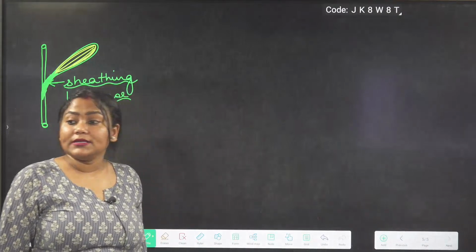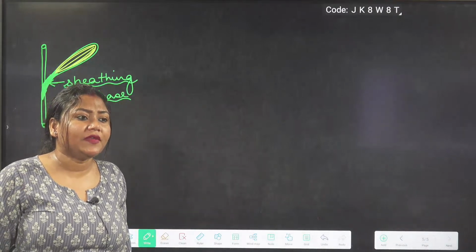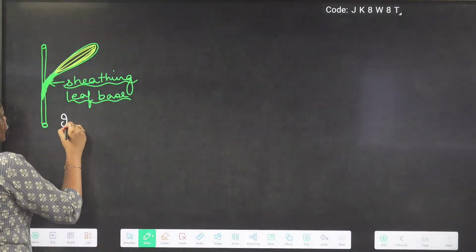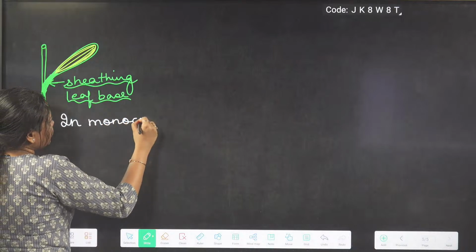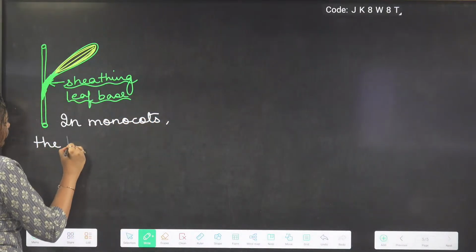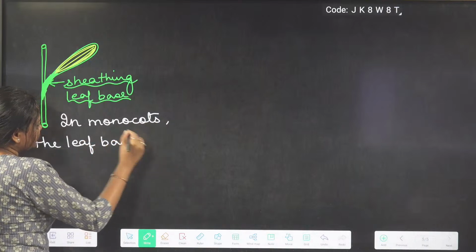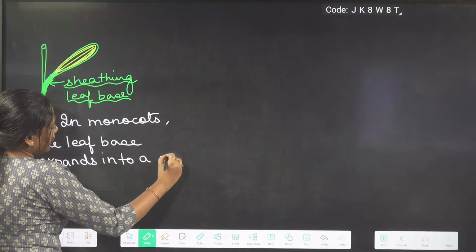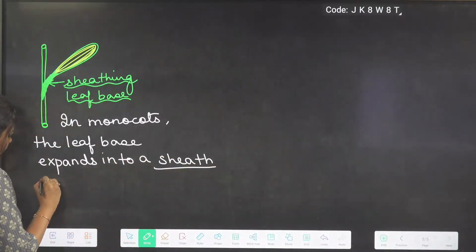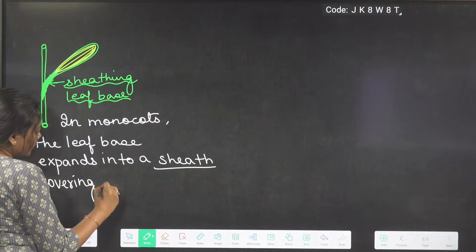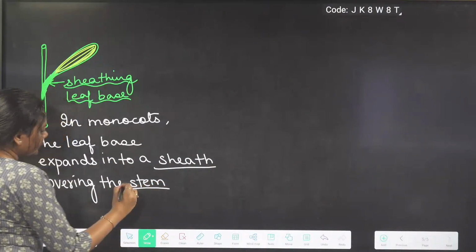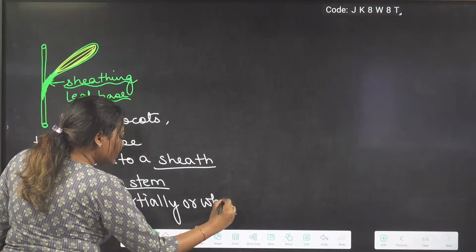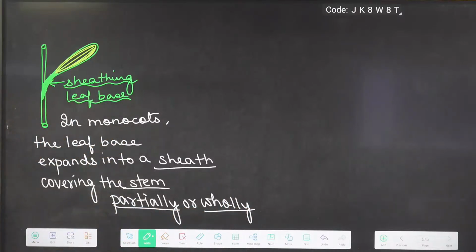Okay? Now, what is the next one? After sheathing leaf base, what am I going to write? In monocots, the leaf base expands into a sheath, covering the stem partially. Either it will cover the stem partially or it will cover the stem wholly. Okay?